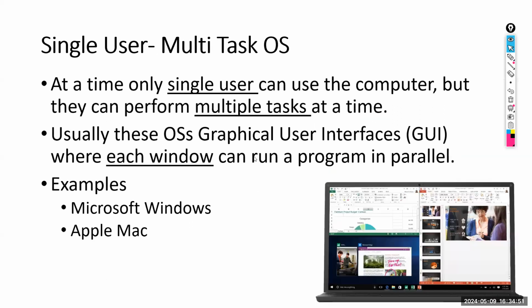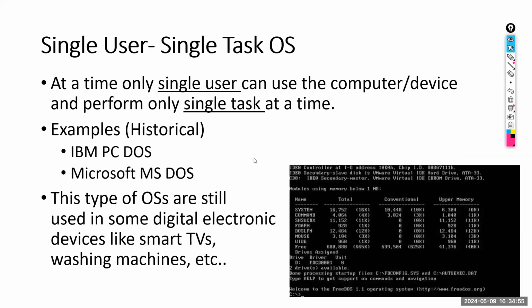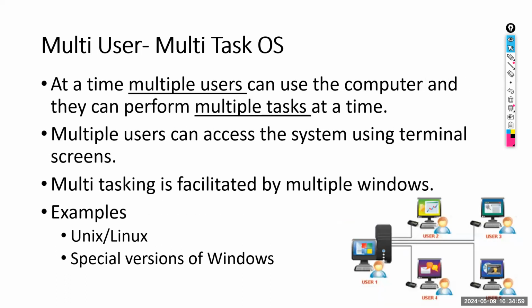Right. So that is our major categorization: single user single task, single user multitask, multi-user multitask, and real time. So there's nothing called multi-user single task. Okay? There's no such category.